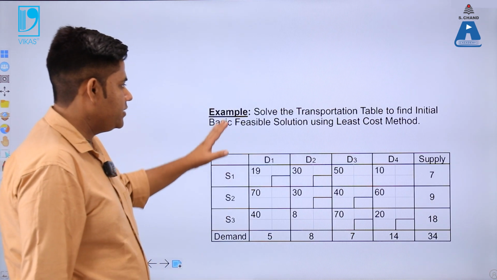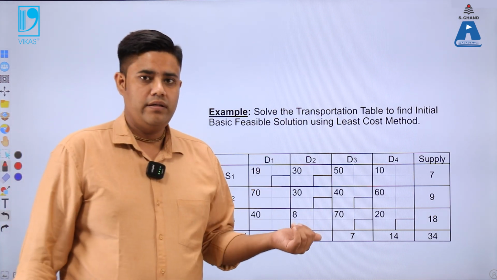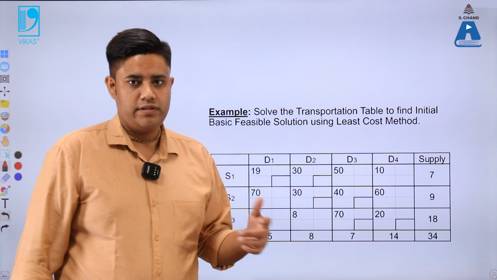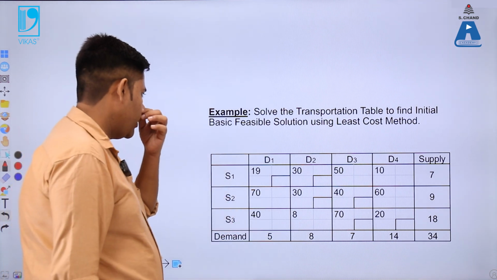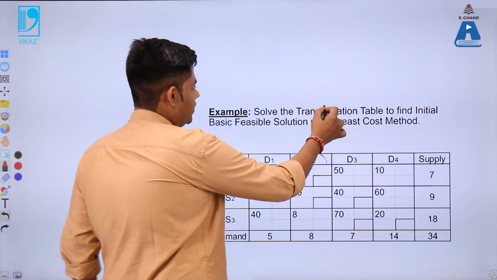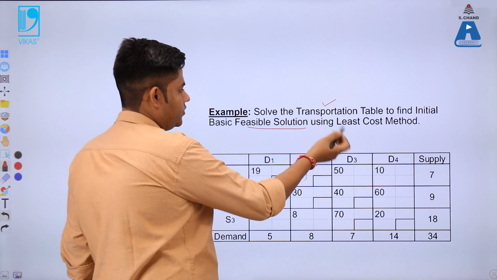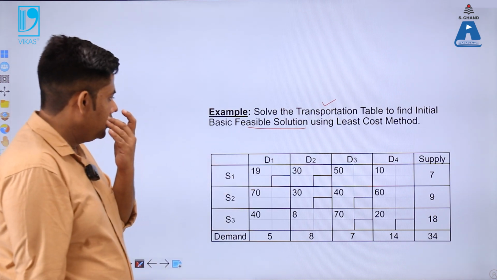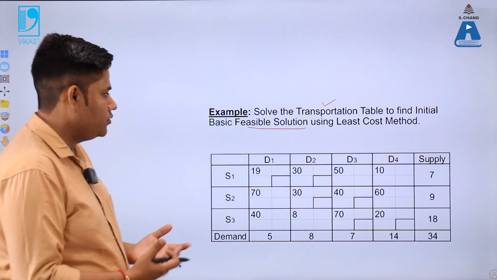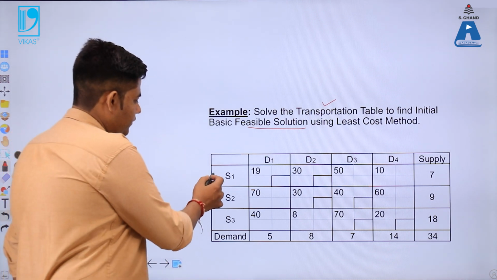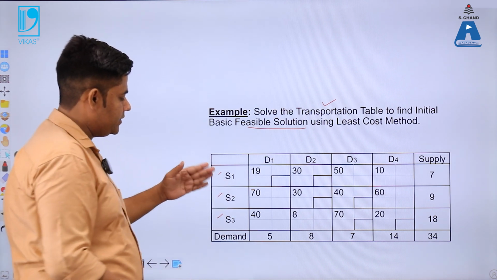I have chosen the same problem that we had in the first part of the video, before going to the break. This is the same problem, and it says that you need to solve the transportation table to find the initial feasible solution using the least cost method. Now, what is this table and what do we need to do? So what do S1, S2 and S3 indicate? These indicate the supply centers.